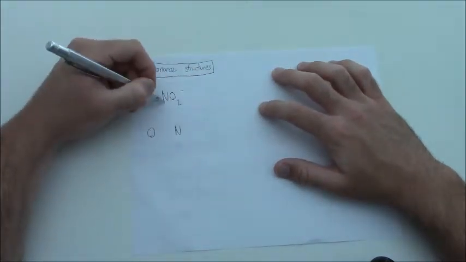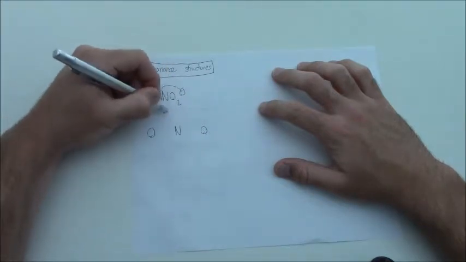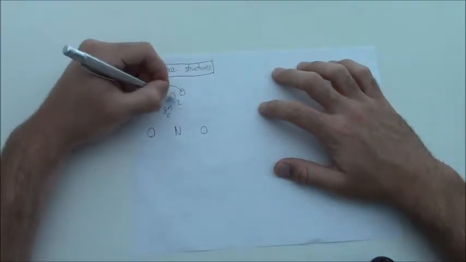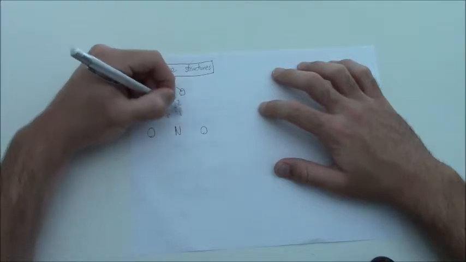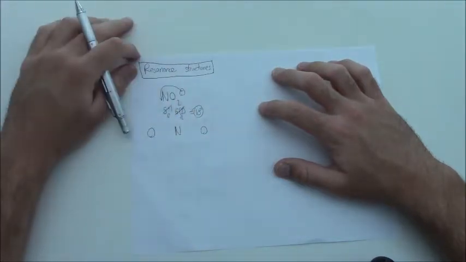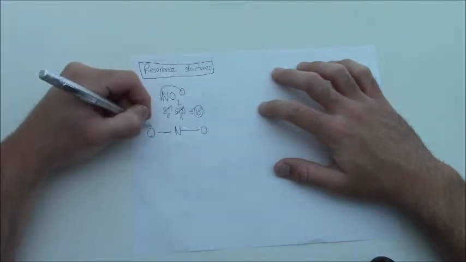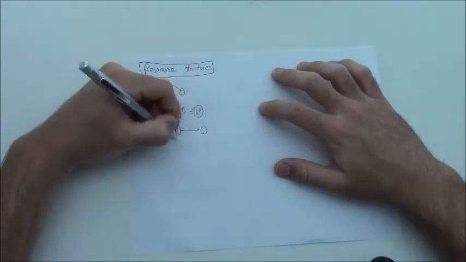Let's see, we need how many valence electrons? So N will have 5, we'll bring this here, will give us plus 1 is 6. Then O has 6 valence electrons times 2 because it's O2 is 12. 6 plus 12 gives us 18 valence electrons that we have to show in our structure. Let's draw our bonds. Lone pairs to complete octets.